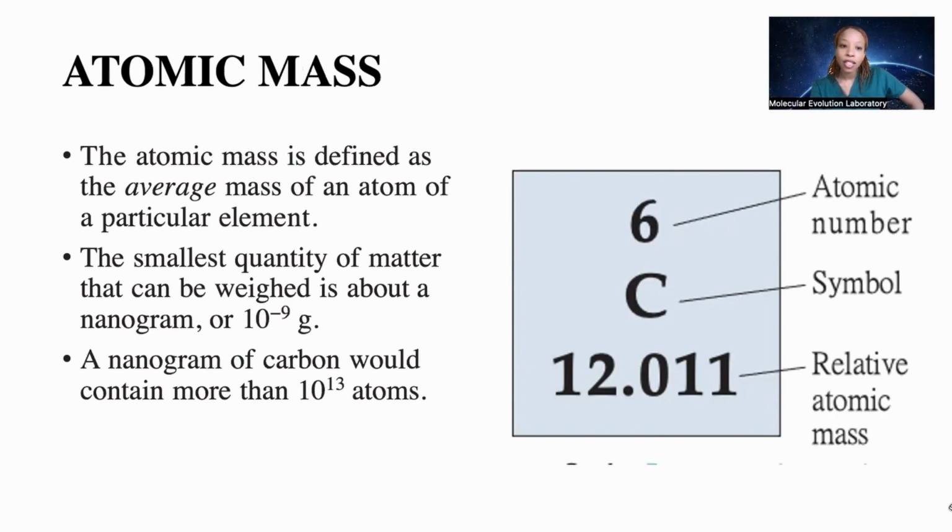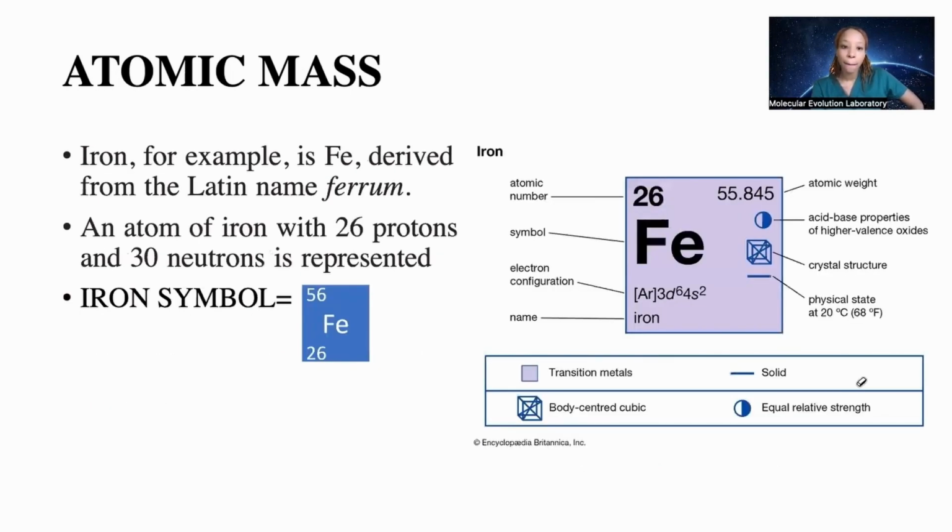So again, the atomic mass is defined as the average mass of an atom of a particular element. It is the smallest quantity of matter that can be weighed, in about nanogram or 10 to the minus 9 gram. A nanogram of carbon would contain more than 10 to the 13 atoms. And this is basically just showing again the atomic number, the atomic symbol of carbon, as well as the relative atomic mass. Smaller number is always the atomic number.